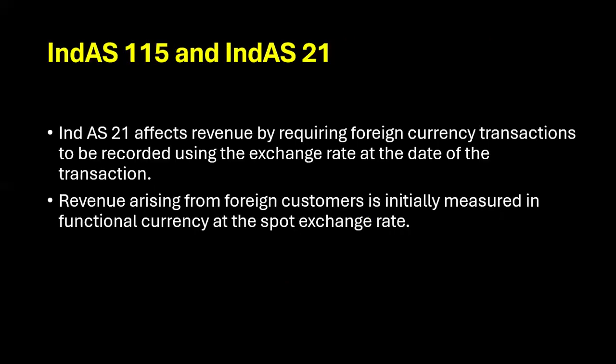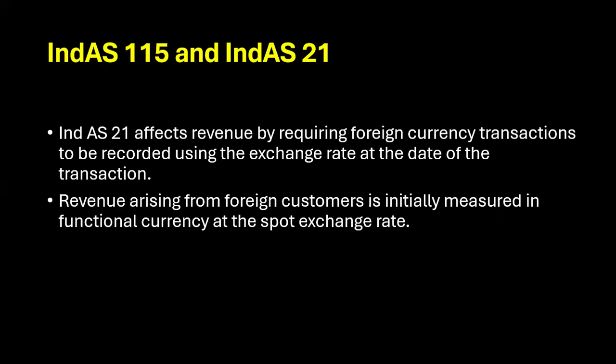Now let us see the interaction between Ind AS 21 and Ind AS 115. Ind AS 21 affects the revenue by requiring foreign currency transactions to be recorded using the exchange rate on the date of the transaction. Ind AS 21 deals with the foreign currency transactions.